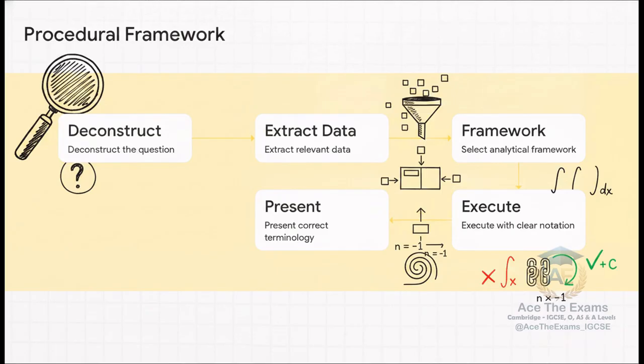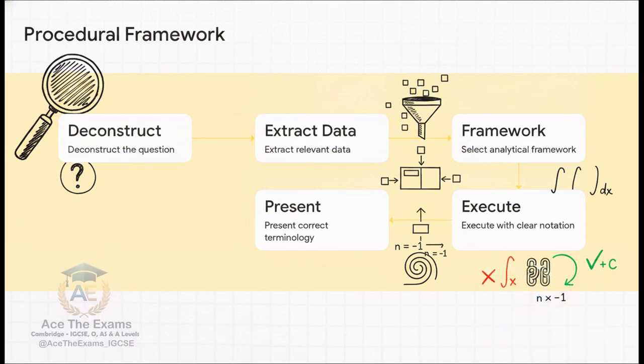Step 1, deconstruct the question. Ask yourself, are you evaluating a definite or an indefinite integral? Step 2, extract relevant data. Exactly what are your a, b, and n values? Pin them down. Step 3, select the analytical framework. If n equals -1, you immediately select the logarithmic framework. If n is literally any other rational number, you select the reverse chain rule power framework.